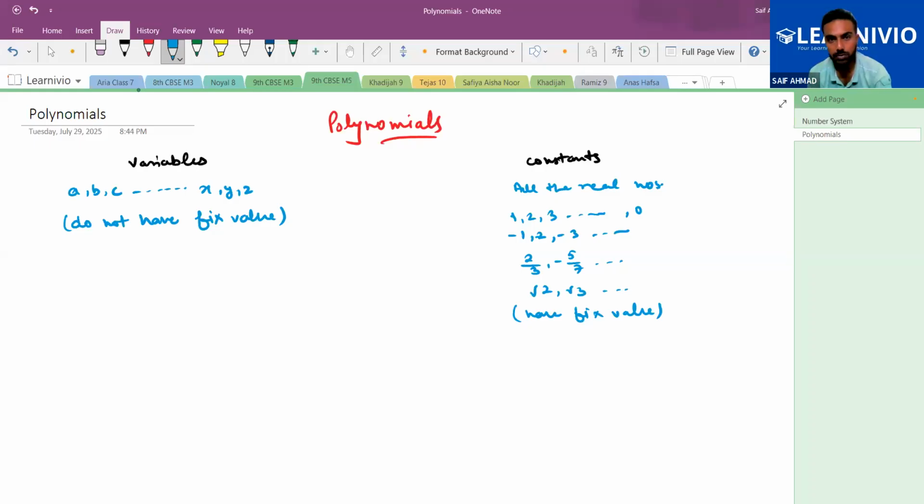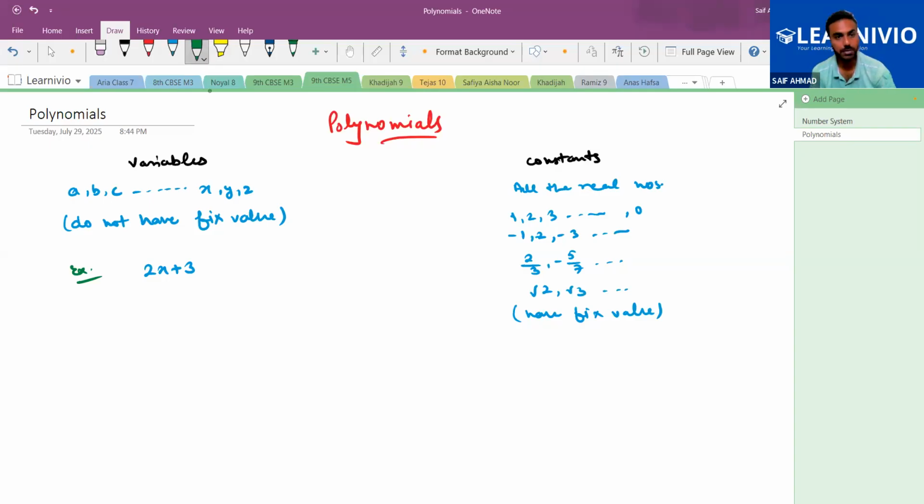Yes, sir. And polynomials are the mixture of variables and constants. For example, I'm writing 2x plus 3. So this is a polynomial. You can see here variables and constants. Variables are x, constants are 2 and 3. Understood? Yes, sir. You can see the fundamental signs of operations. Multiply is between 2 and x, and this is plus here. So this is an example of a polynomial.